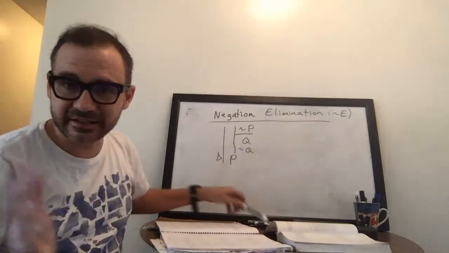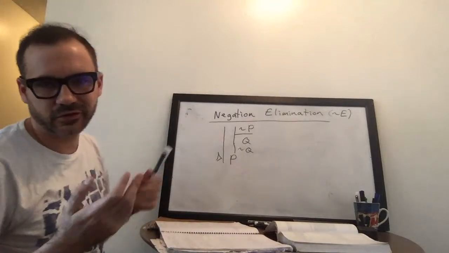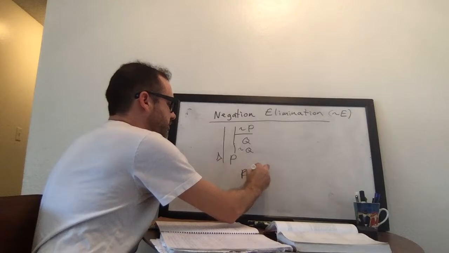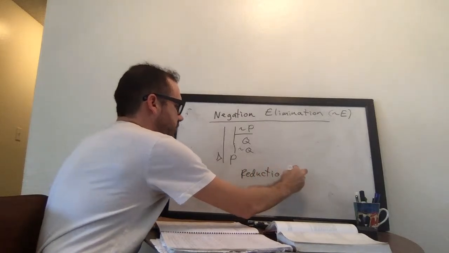In Latin, there's a name for this strategy of argument, and just so you know what the name is, it's sometimes also called Reductio ad absurdum.